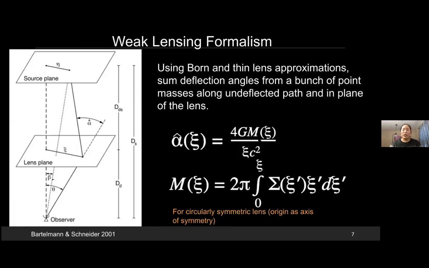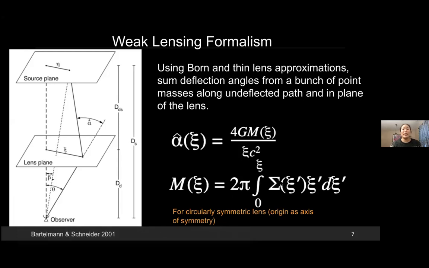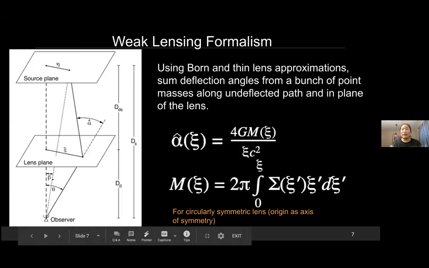And then this is the more general case where you have the mass as a function of this radius ψ. And then the mass can also be given as the integral over the two-dimensional mass, the surface mass density, over that radius.